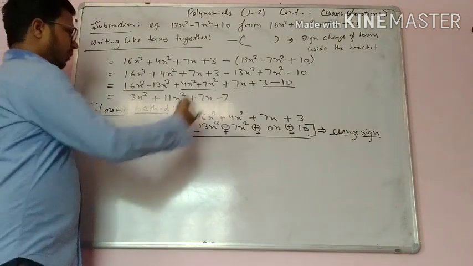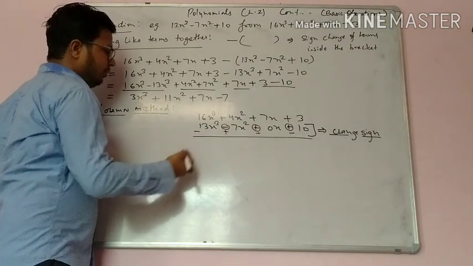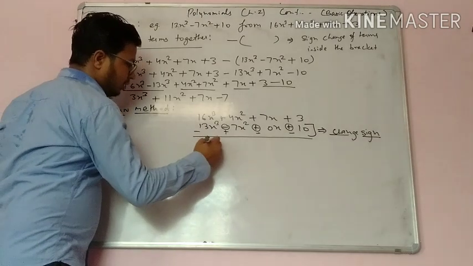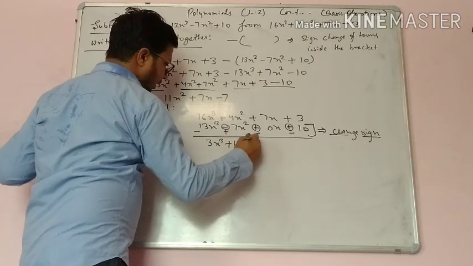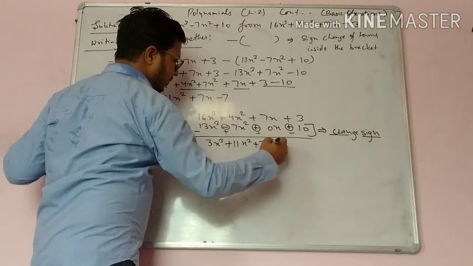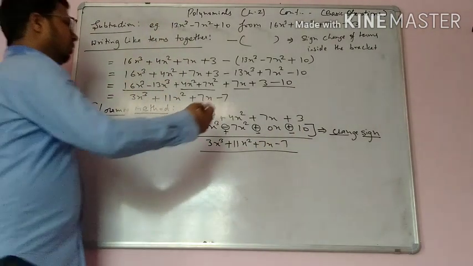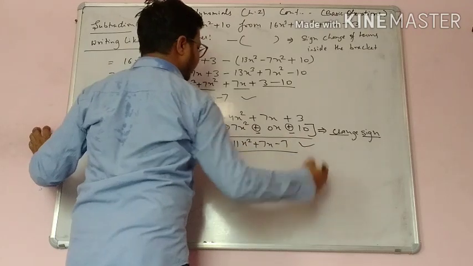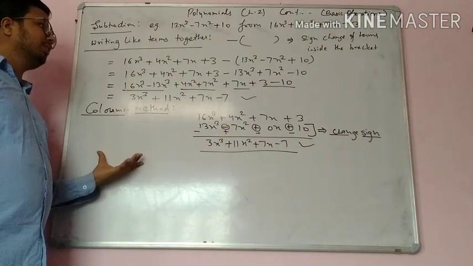Now when you do the subtraction, follow the same as addition. Now 16 minus 13, 3x cube, 4 plus 7, 11x square, 7 minus 0, 7x only, and 3 minus 10 equals minus 7. Now you can see both the answers are same, so any method which you think is easier for you, you can apply. Clear about it?